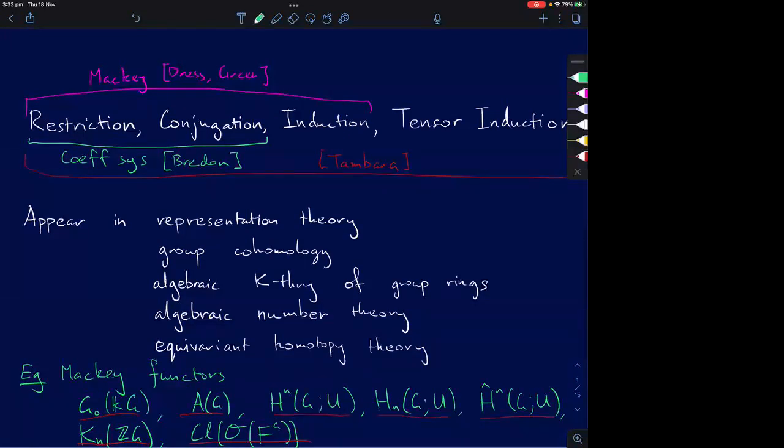Oh, and I don't have it here, but pi star of X, for X a genuine G-spectrum, is RO(G)-graded Mackey functor valued. It's an upgrade of homotopy groups. So at least in equivariant homotopy theory, you replace abelian groups as coefficients with Mackey functors, and you replace commutative rings as coefficients with Tambara functors.